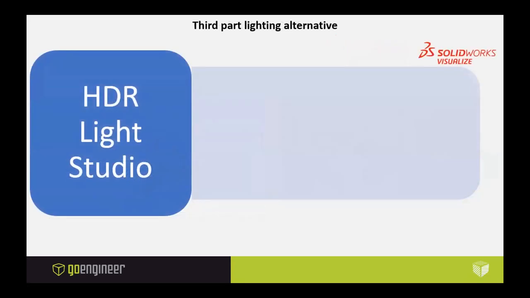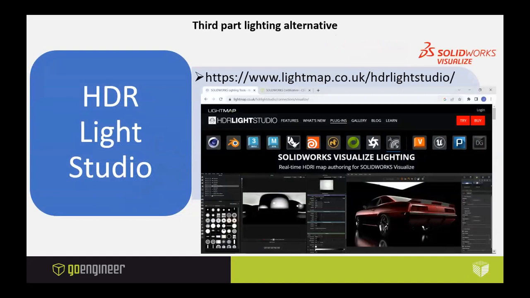A workaround, a third-party alternative, if you're going to stick with Visualize Standard, would be the HDR Light Studio. This is a pretty amazing little plugin where, with a paintbrush on your CAD model, you say, hey, I want some light on this fender, and like you're in Paint Shop, you just start rubbing on the model where you want it to light up. What HDR Light Studio is doing is actually manipulating the high dynamic range image in the background to put white spots there, so that it appears that there are point lights coming off of your model.